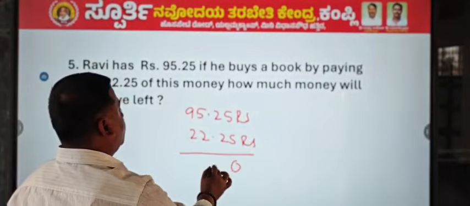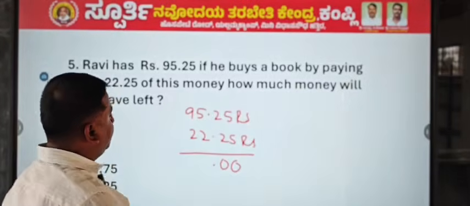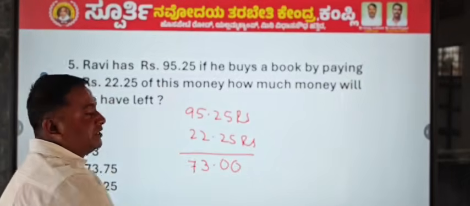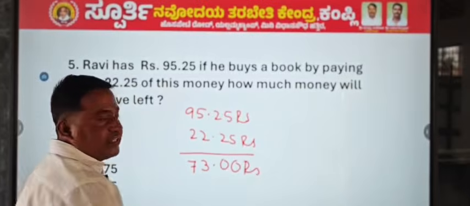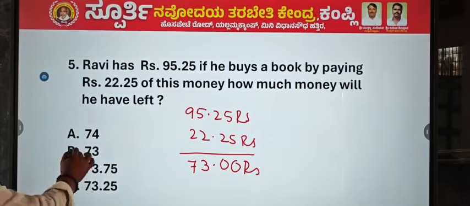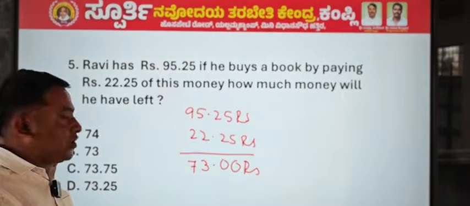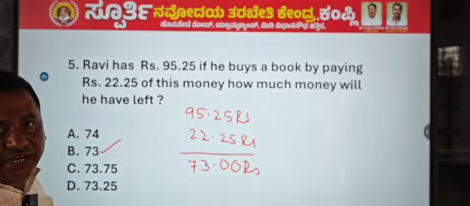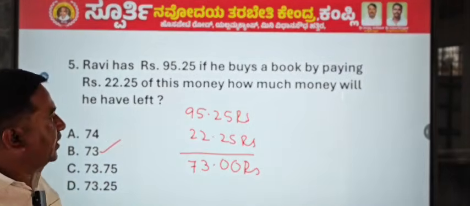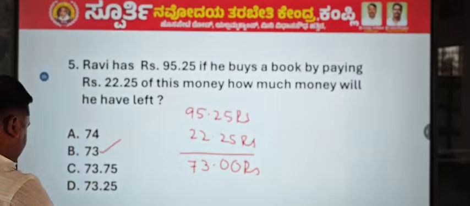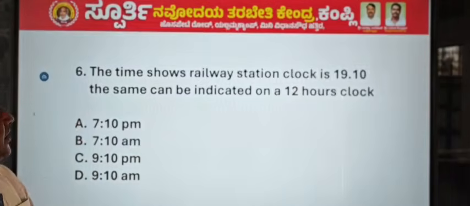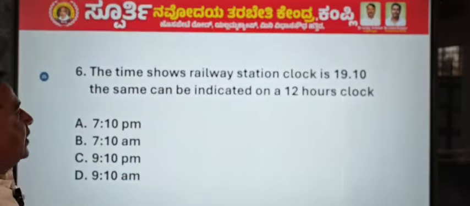5 minus 5, 0. 2 minus 2, 0. In the place of the point, it is there. 5 minus 2, 3. 9 minus 2, 7. 73 rupees he has left. Here in the first option 74 is there, it is wrong. In the second option 73 is there. Therefore, the second option is correct. Understand this, student? Okay. Next question. Let us see the next question. The time shown on the railway station clock is 1910.